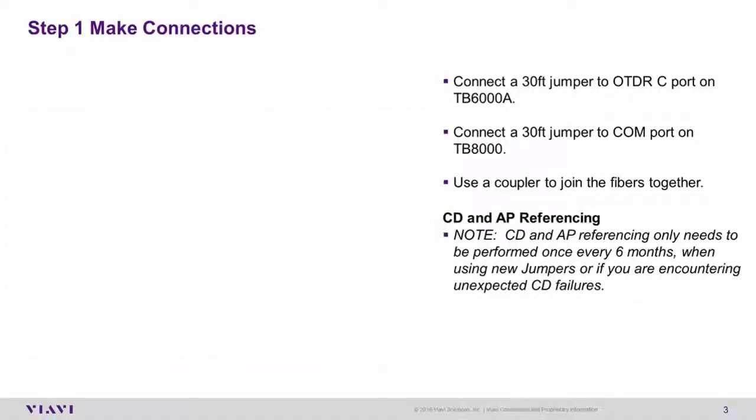Note that CD and AP referencing only need to be performed every 6 months, or when using new jumpers, or when you encounter unexpected errors for CD. PMD referencing is not needed or required.